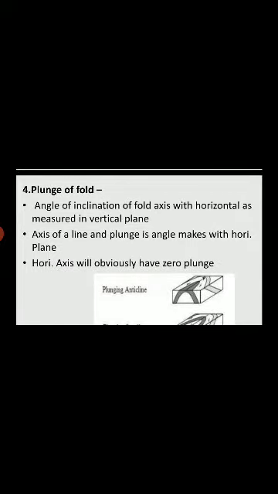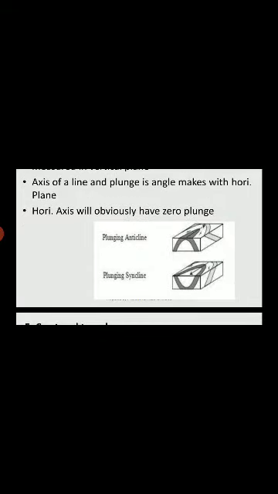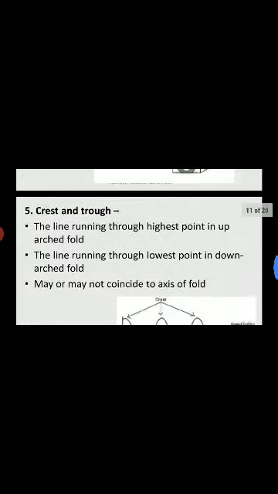Plunge of fold. What is meant by plunge of fold? It is the angle of inclination of the fold axis with the horizontal, as measured in a vertical plane. The axis is a line and the plunge is the angle it makes with a horizontal plane. A horizontal axis will obviously have 0 plunge. Look at these images. The plunging anticline and plunging syncline.